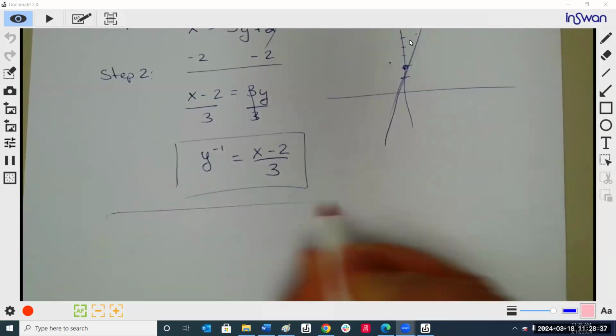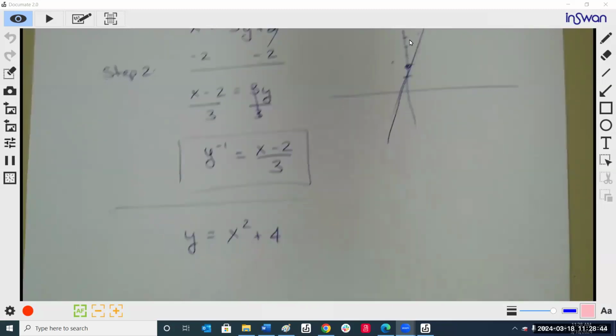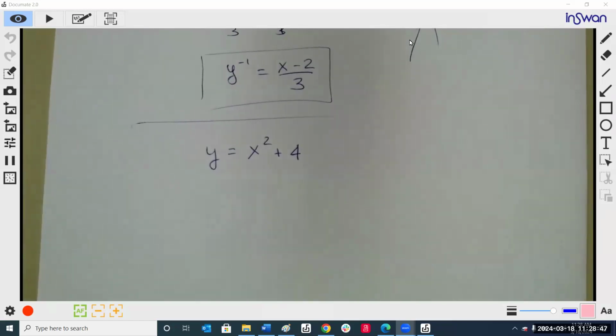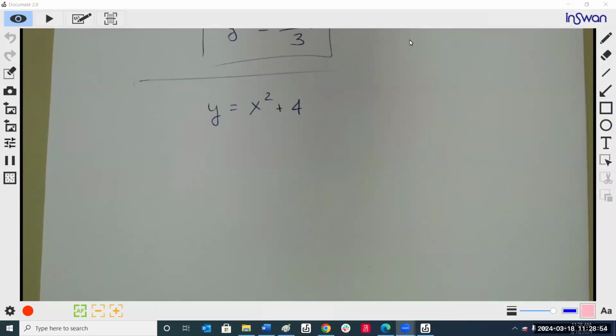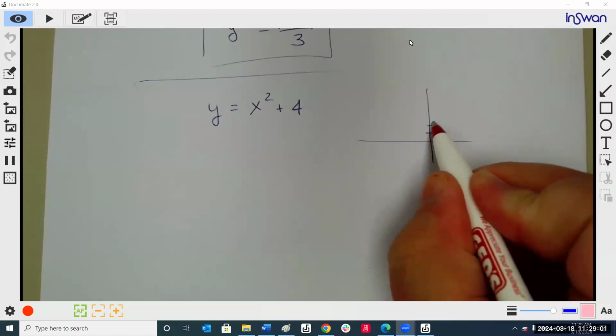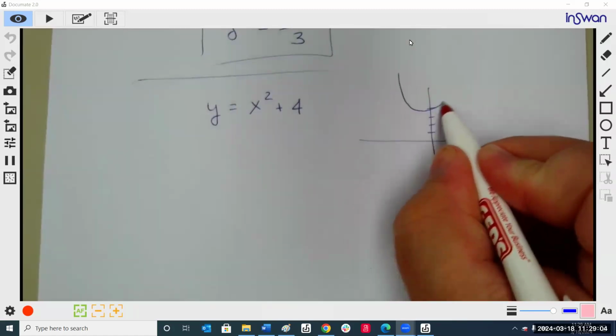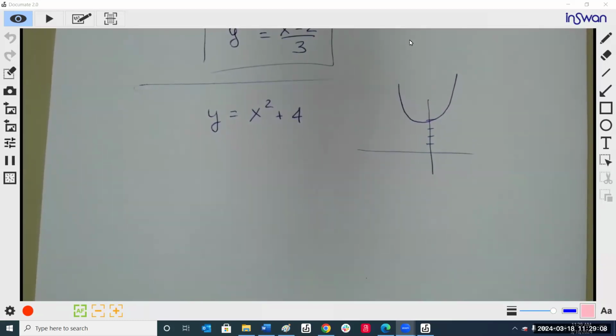How about this one? No? Why? It's a quadratic function. So it looks like what? And it goes up 4. It's not one-to-one. Why not? We'll have to do the horizontal line test. We haven't talked about the horizontal line yet, so we can't talk about that.